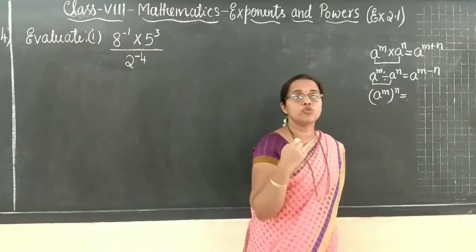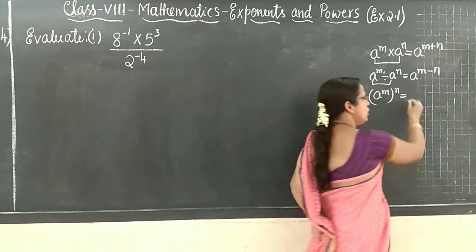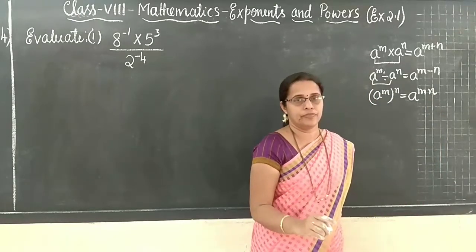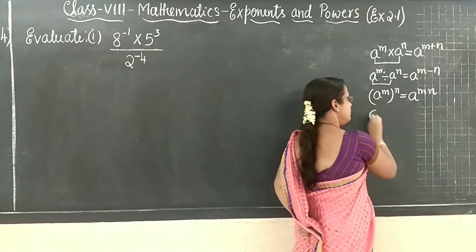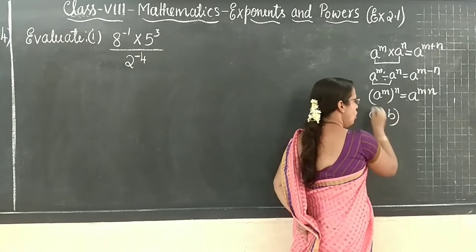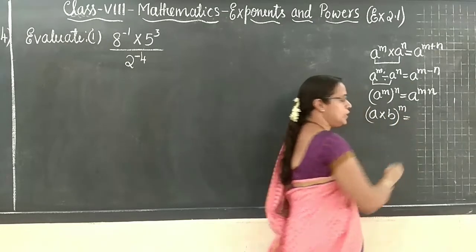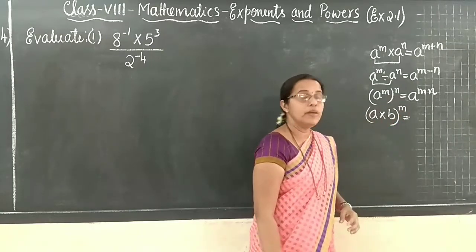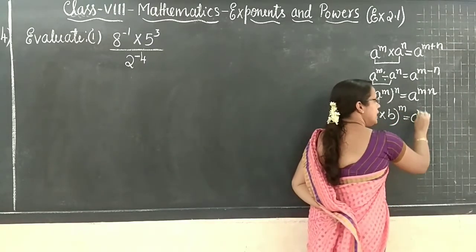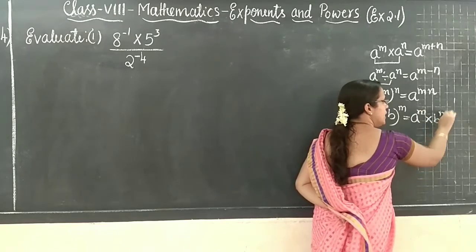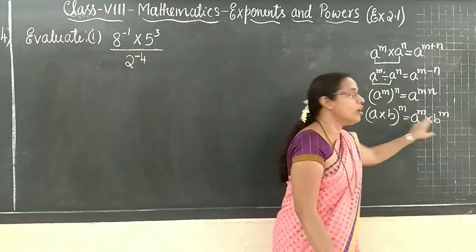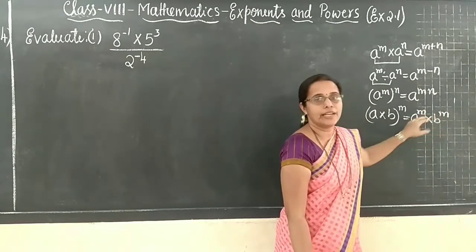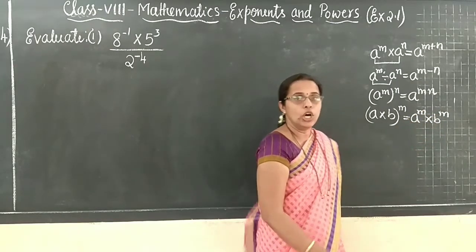On one base, two powers are there. It means you write a to the power m into n, or mn. So then the fourth law, a into b whole to the power m is equal to. When bases are different, powers will be the same. That time, a to the power m into b to the power m. You have to apply the power to both. When the bases are different and powers are the same, that case, this is the fourth law we have to use.